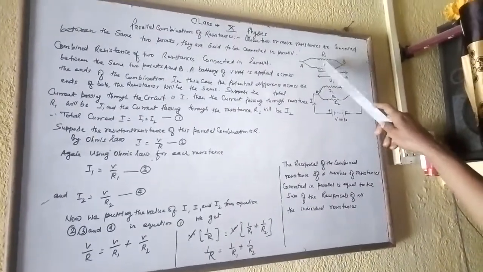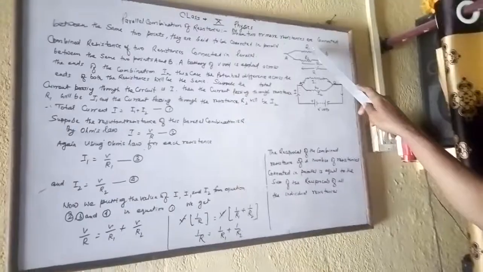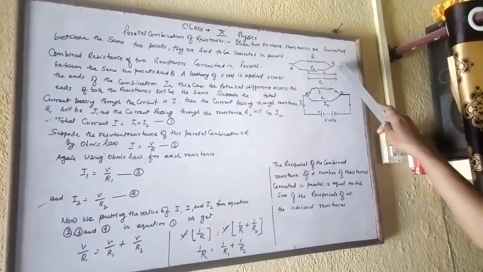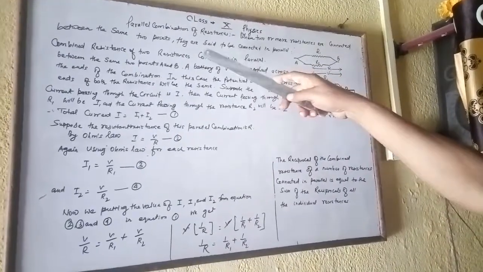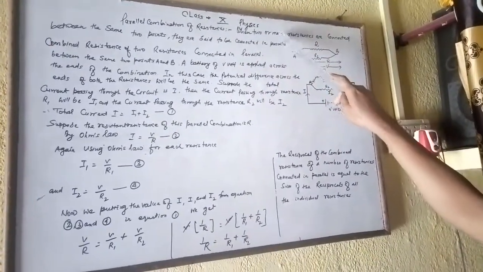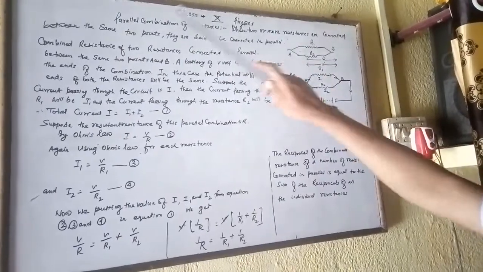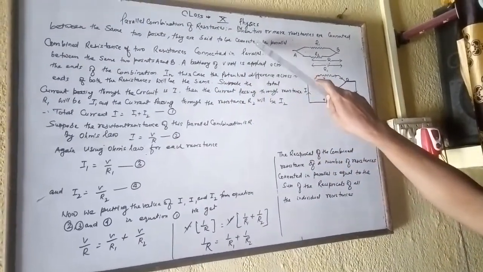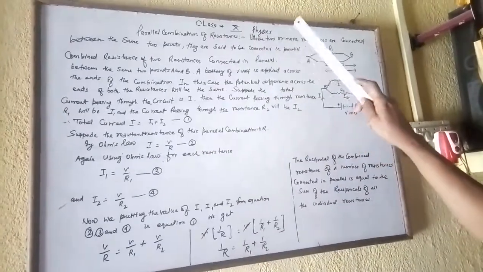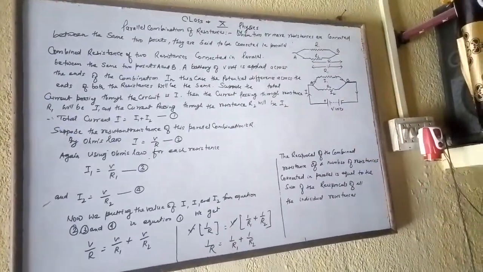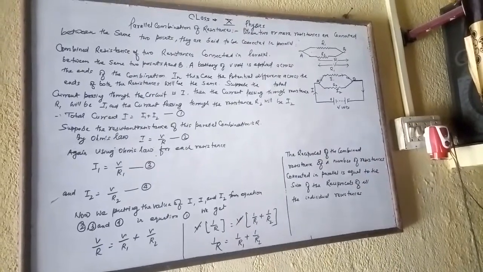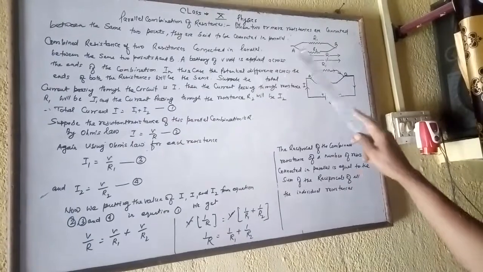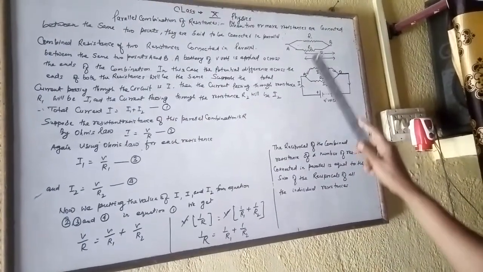R1 and R2 resistances are in parallel, and they are joined between the same points A and B, so they are said to be parallel. Here is the definition also: when two or more resistances are connected between the same 2 points, they are said to be in parallel connection, or connected in parallel. Okay, now we have come to find the formula for the resultant resistance in a parallel combination.